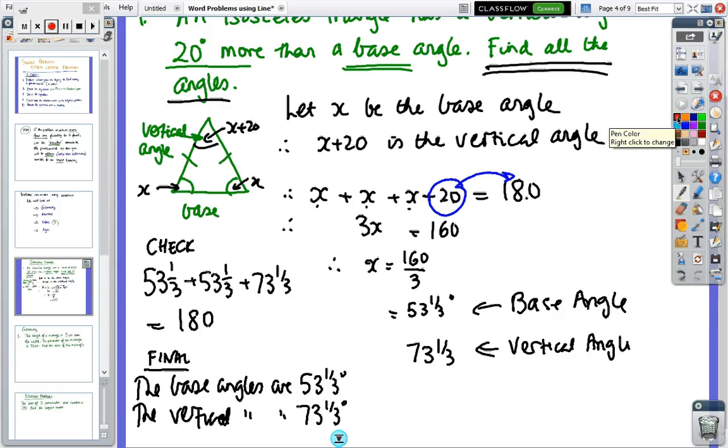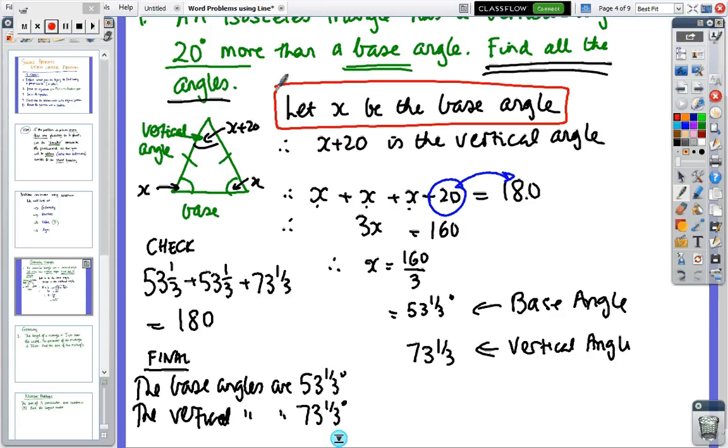Okay, so we define what we're trying to find, go for the smaller because then we add. The next part is the hard part, forming an equation.